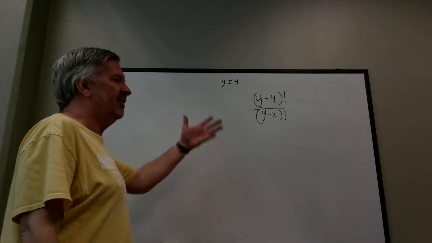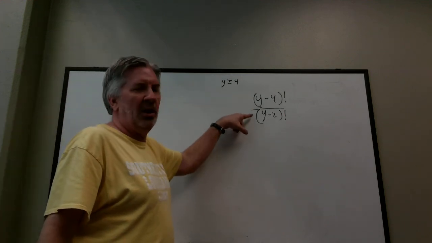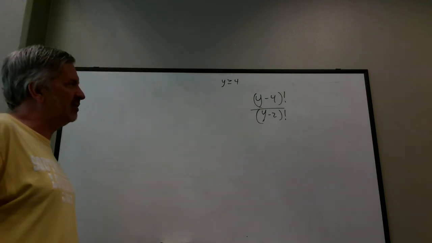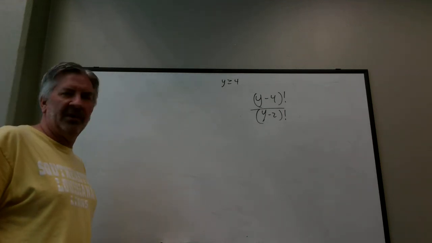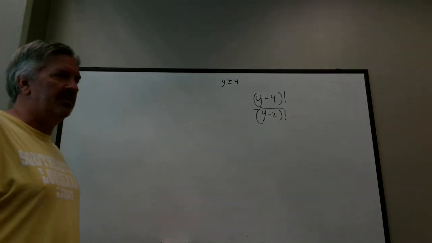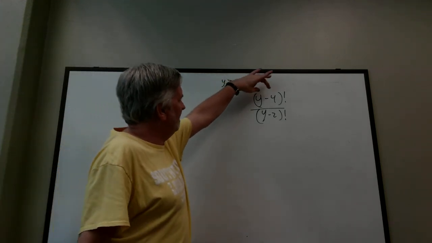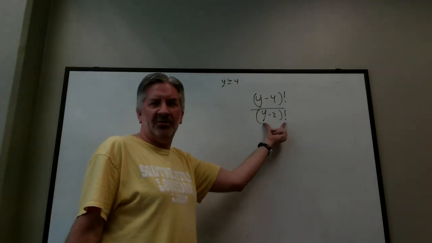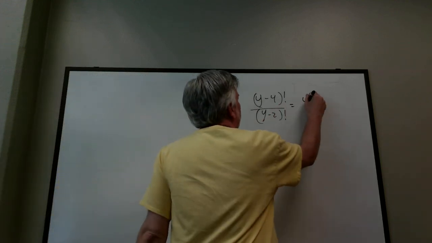Okay, so let's follow the same argument I used before. Which of these is the larger of the two expressions? Is y minus 4 factorial larger than y minus 2 factorial, or vice versa? If you're not sure, plug in a number for y that makes sense and see which one is bigger. For example, if y is 10, I just pick something, this is 6 factorial and this is 8 factorial. The denominator is larger. So that's the one I want to expand.